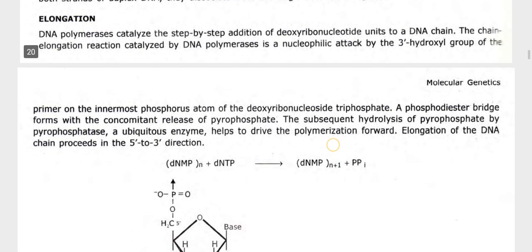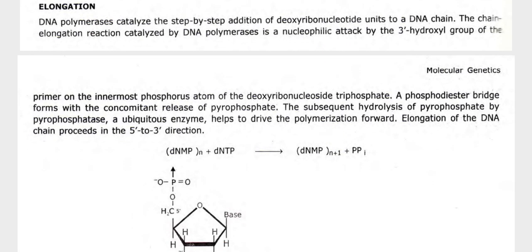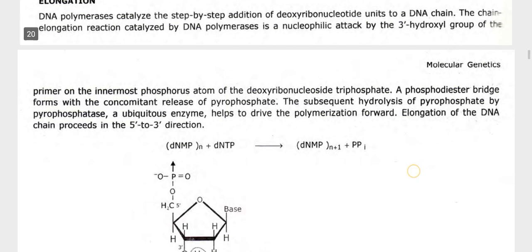In elongation, DNA polymerase catalyzes the step-by-step addition of deoxyribonucleotide units to the DNA chain. The chain elongation reaction catalyzed by DNA polymerase is a nucleophilic attack by the 3' hydroxyl group of the primer on the innermost phosphorus atom of the deoxyribonucleoside triphosphate. A phosphodiester bridge forms with a concomitant release of pyrophosphate. The subsequent hydrolysis of pyrophosphate by pyrophosphatase, a ubiquitous enzyme, helps to drive the polymerization forward. Elongation of the DNA chain proceeds in the 5' to 3' direction.